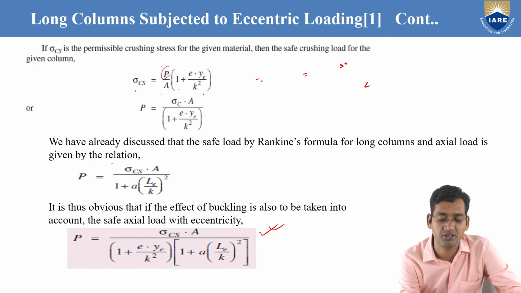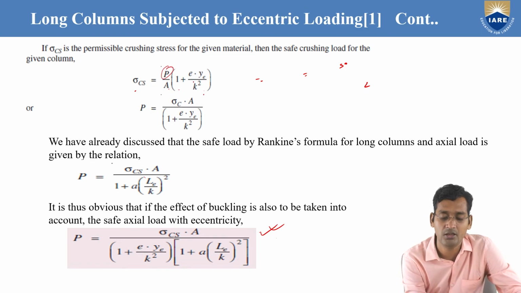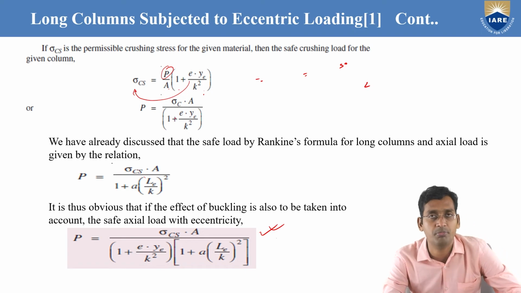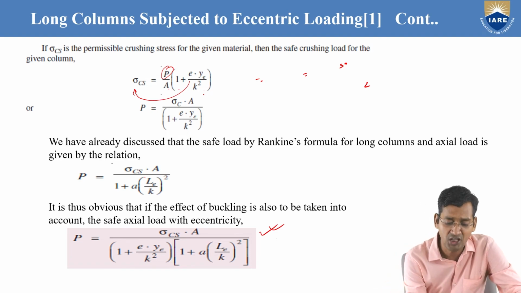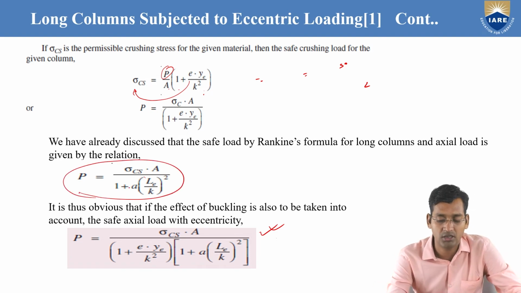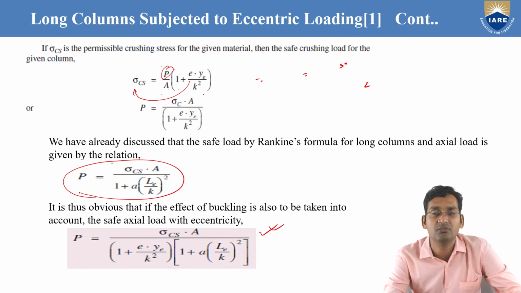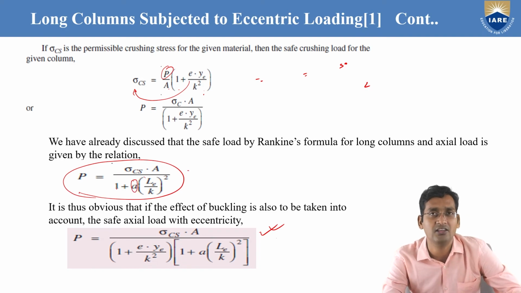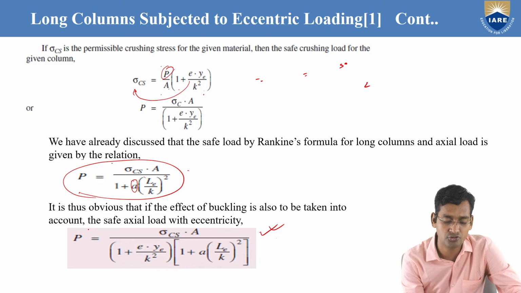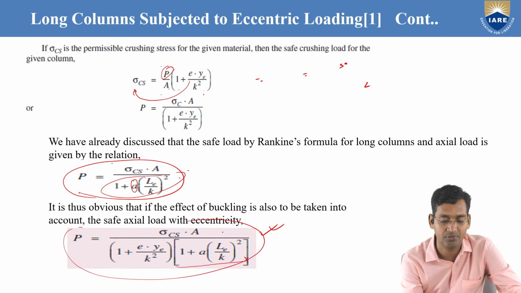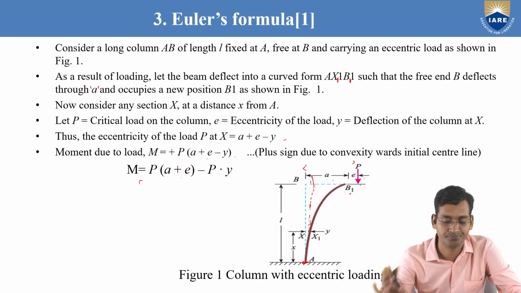Now from here find P. So P will be sigma CS into A, divided by 1 plus eY by K square. Now this we already know, right? From Euler's one, P equals sigma CS into A by 1 plus a LE by K square. Just now we derived this one. So here a is the Rankine constant. By combining those two, this term will get added here for the P value. So this is the Rankine formula.